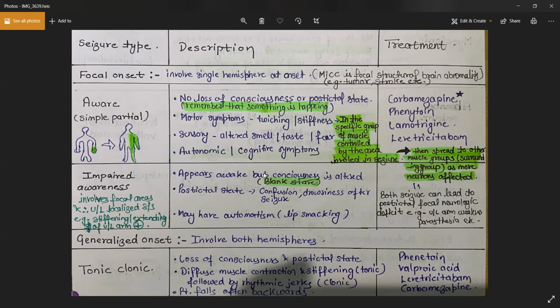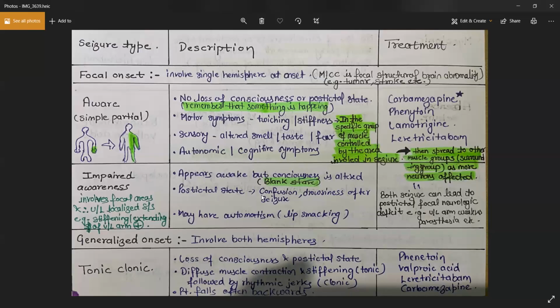In the impaired awareness seizure, you will be having blank stares. And after the episode of seizure is over, what you will get is the post-ictal state, that means a post-seizure state, which is full of confusion. Patient will have confusion, drowsiness after the seizures.